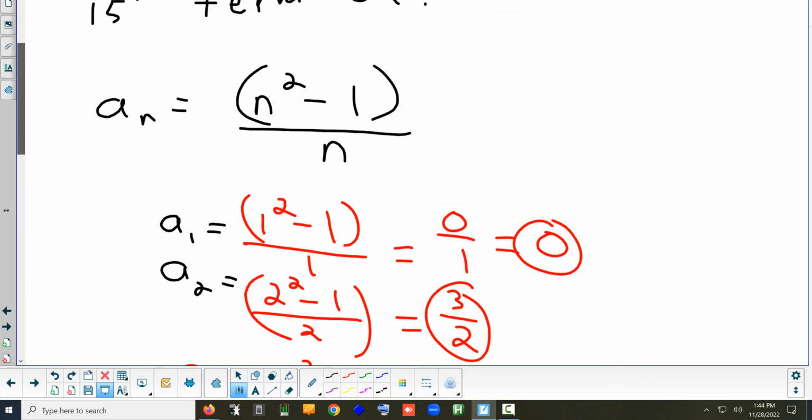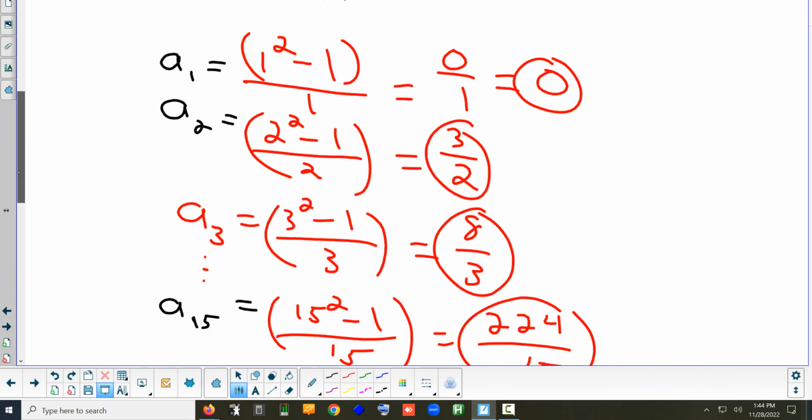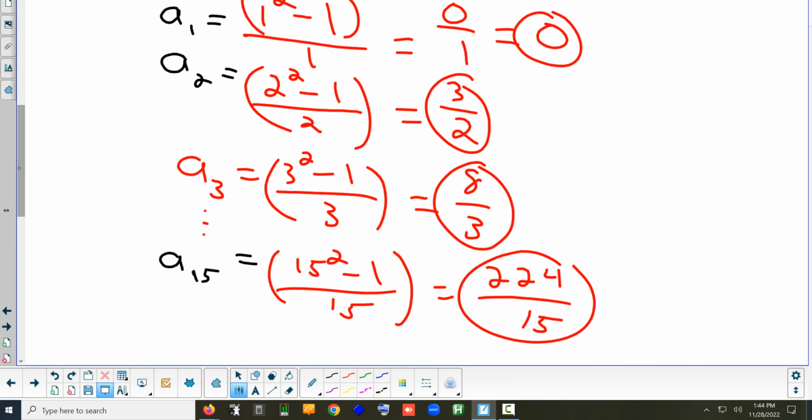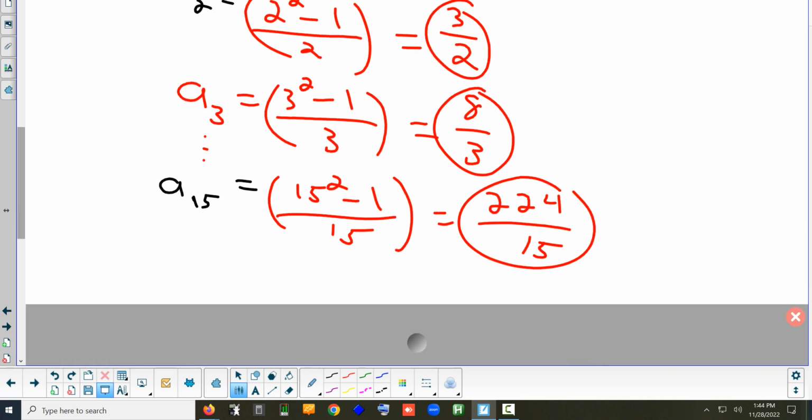Definitely a harder formula than I would have you come up with on your own. But in this kind of problem, I'd give you that formula and just ask you to find some terms with it. Just like that. Any questions on that? Okay.